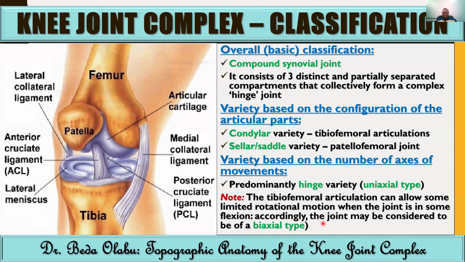With that in mind, some people may then consider the knee joint to be a biaxial type of joint. Remember, the axis of rotation is very limited, best seen when the joint is in mid-flexion, and the degree of rotation is not that much as well. And that is why we prefer to call it predominantly a hinge joint, or rather predominantly a uniaxial type of joint.